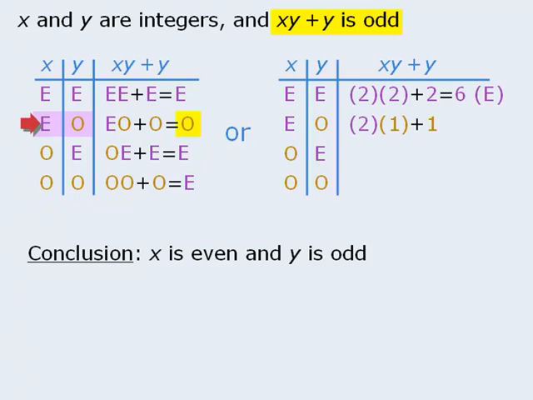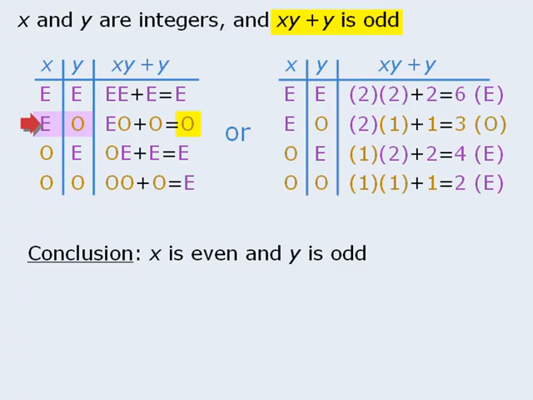Okay, for the next case, we'll plug a 2 in for the even number and a 1 for the odd number. When we do this, our expression evaluates to be 3, which is odd. We can continue this method for the other two cases, and when we do so, we see that our results in this table are the same as they were in the first table. Only one case results in our expression evaluating to be an odd number, so we can be certain that x is even and y is odd.